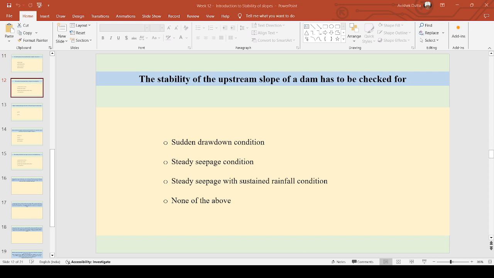The stability of the upstream slope of a dam has to be checked for. In other words, the stability of the upstream slope is critical during which conditions? The options are sudden drawdown condition, steady seepage condition, steady seepage with sustained rainfall condition, or none of the above.